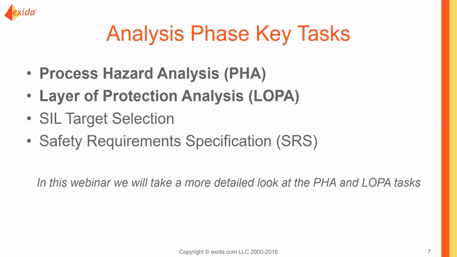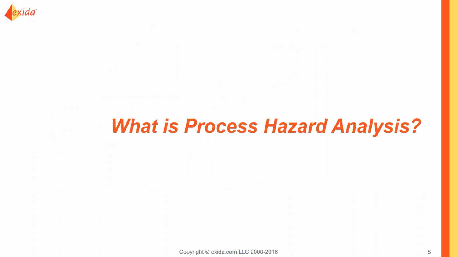The safety life cycle summarizes the key tasks that are needed in this phase. So that includes your process hazard analysis, your layer of protection analysis, your SIL target selection, and your safety requirement specification. I'm going to focus today on the PHA and the LOPA, as we said.